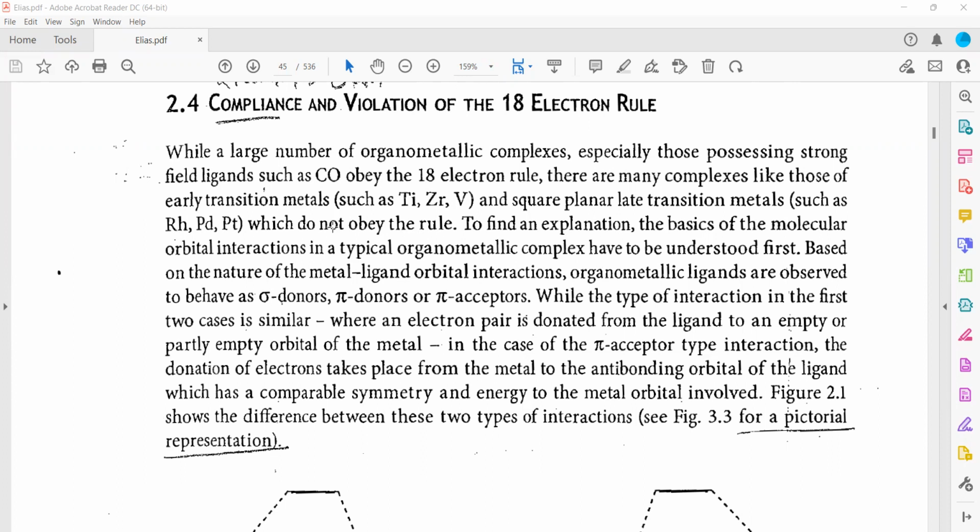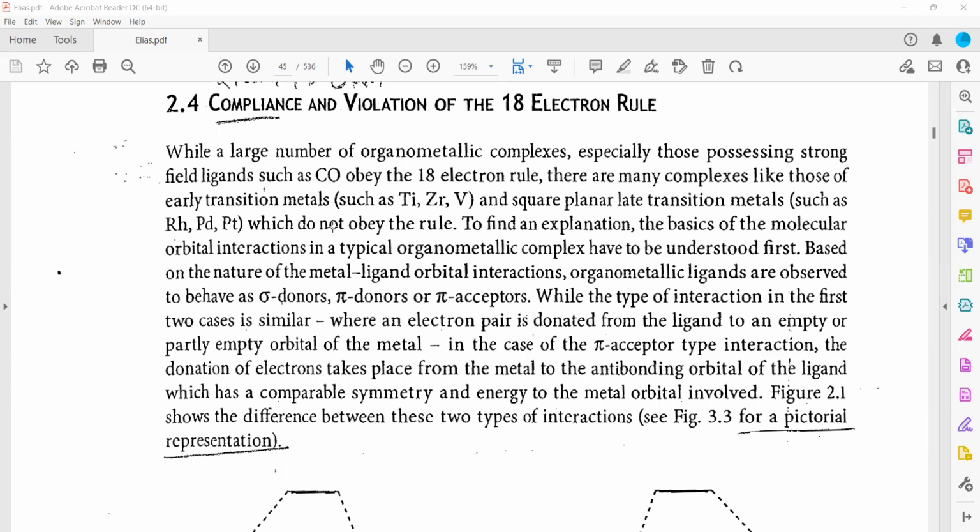Okay, so mostly we know that 18 electrons should be followed in order to maintain the stability of the metal complex. But the early transition metal complexes, that is titanium, zirconium, vanadium, already have very few electrons in the metal orbitals, right? So in such complexes, it is seen that the 18 electron rule is not followed. And also, when the complex is not octahedral, rather if it is square planar or tetrahedral, in those cases also the 18 electron rule is not followed.